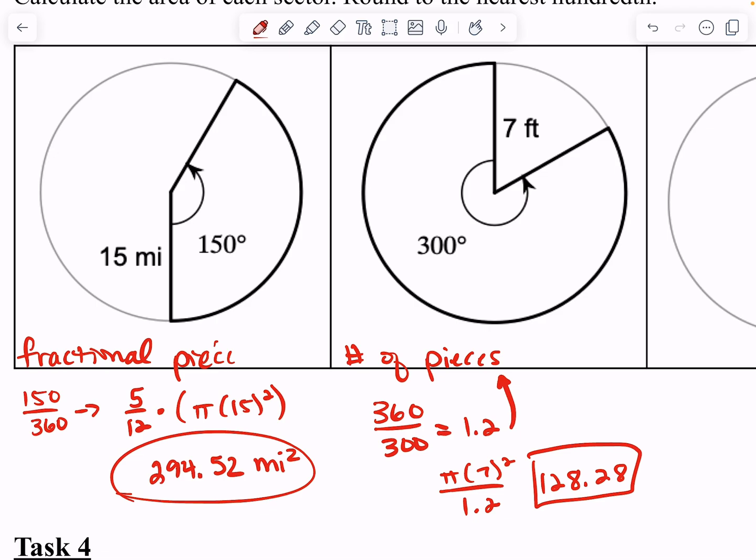So hopefully you're noticing or picking a method that works for you and kind of working your way through it. Make sure that you pick one and don't try to go back and forth, because I do think it'll get a little confusing.